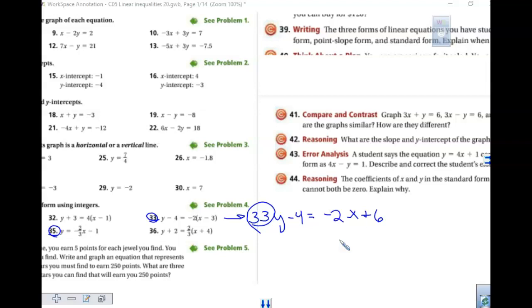So I look at this and I have this negative 2x. I'm going to add 2x to both sides. Now on this side, there wasn't a 2x before, so I now have 2x plus y minus 4 equals 6. I'm almost done with 33. The nice thing about 33 is I just now need to add 4 to both sides.